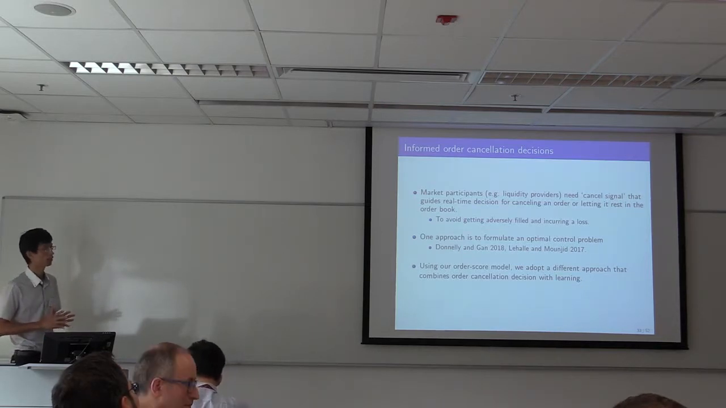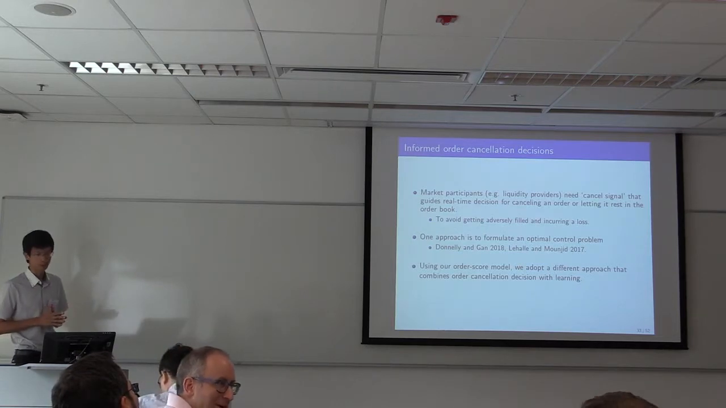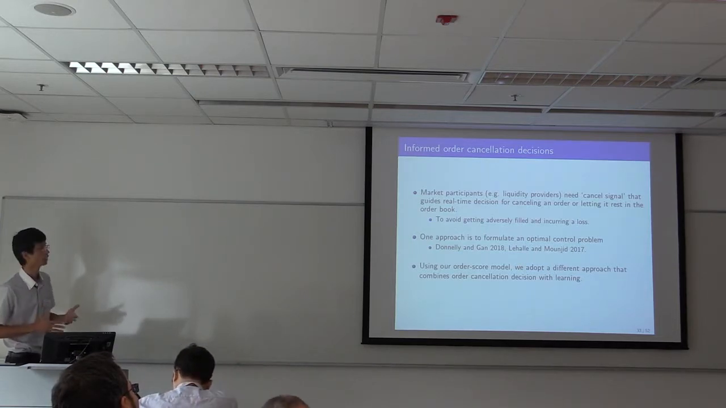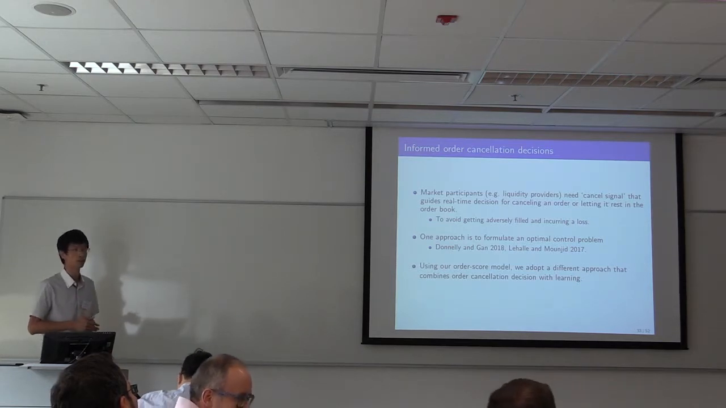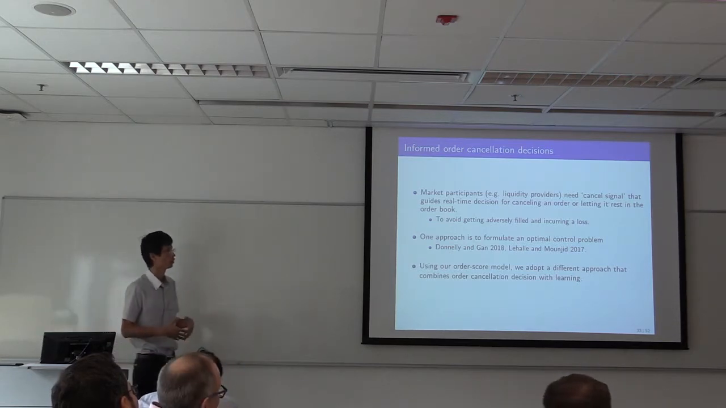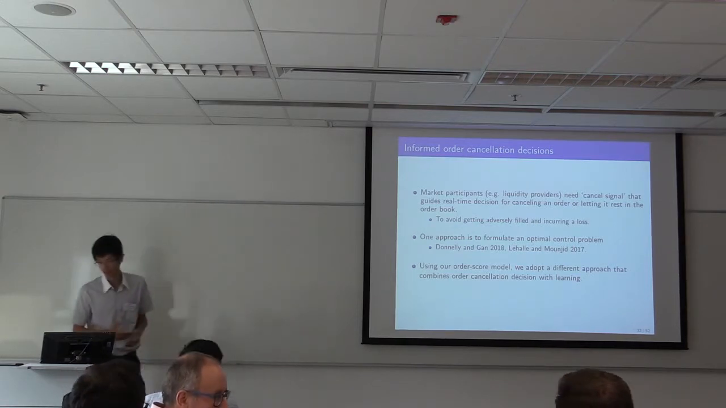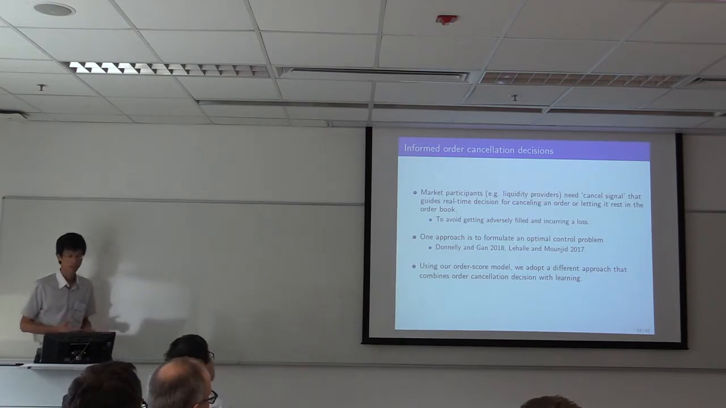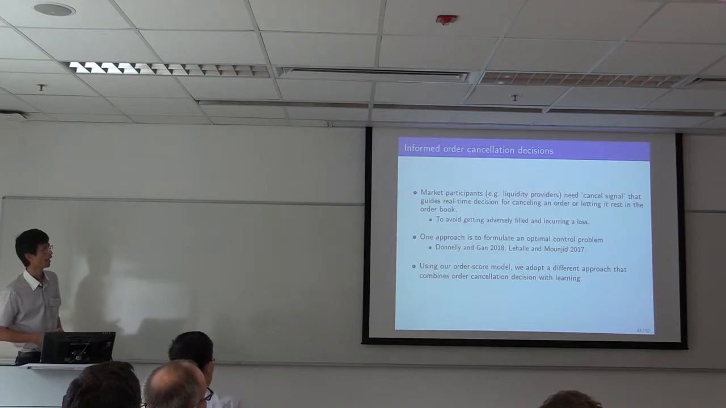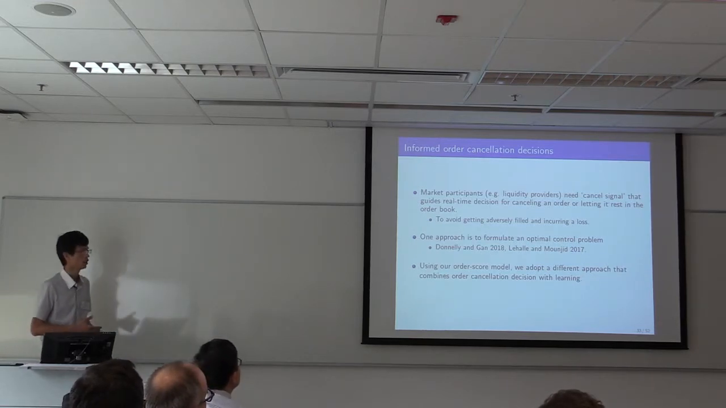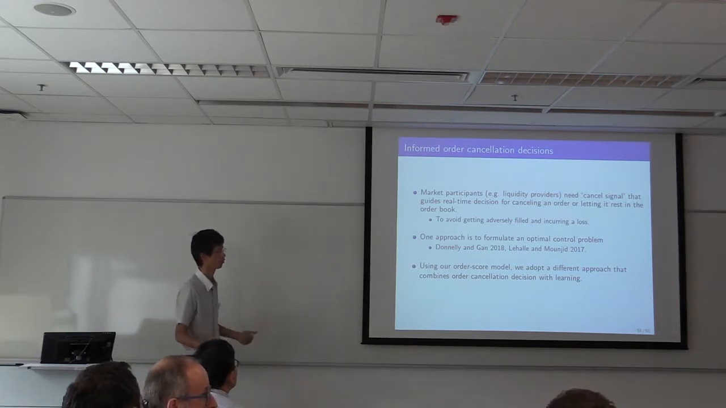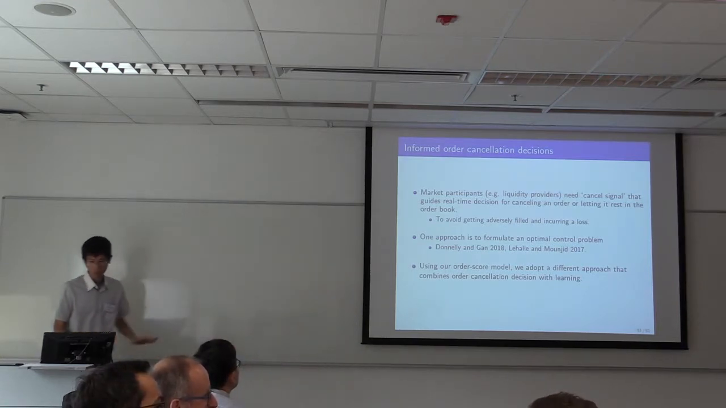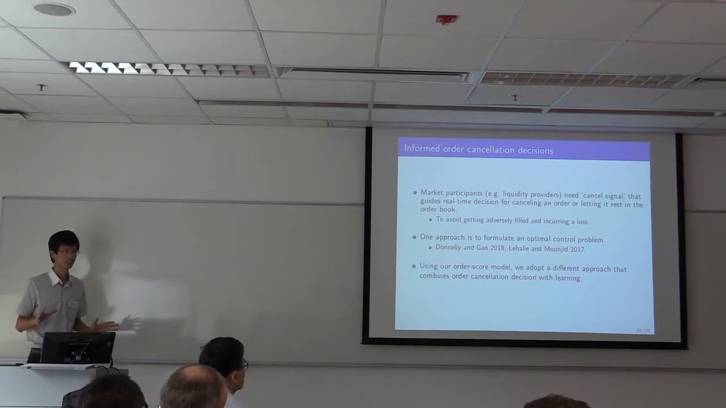So market participants, especially the liquidity providers, need a cancel signal that guides real-time decisions for canceling an order or letting it rest in the order book. For example, it could help them to avoid getting adverse fills and incurring a loss. Okay. So one approach that has been proposed in the literature is to formulate an optimal control problem or optimal stopping problem. Okay. In our work, we are going to use a completely different approach.